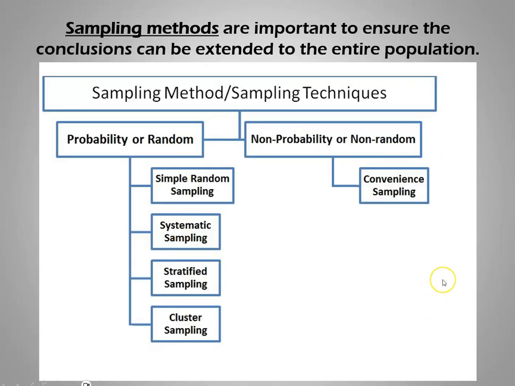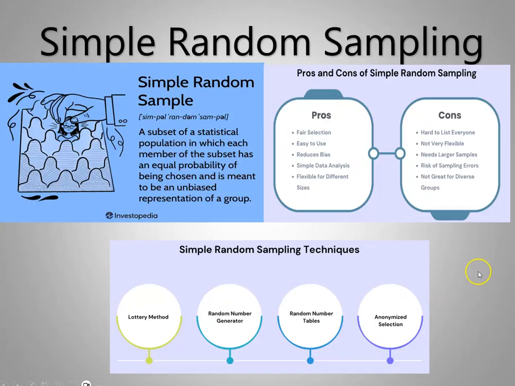Okay, some of the different sampling methods which I'm going to go over. This just shows the ones that I'm going to talk about. So you can take a look at that, but I'm going to go over each of those individually. Simple random sampling is when each member of the subset has an equal probability of being chosen.